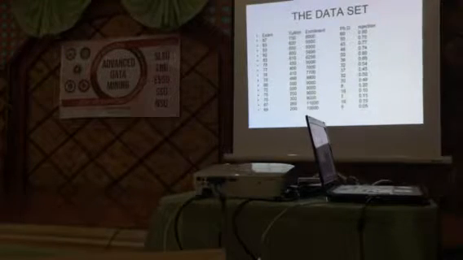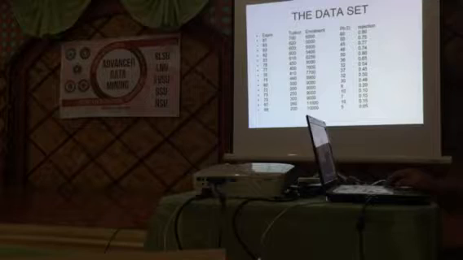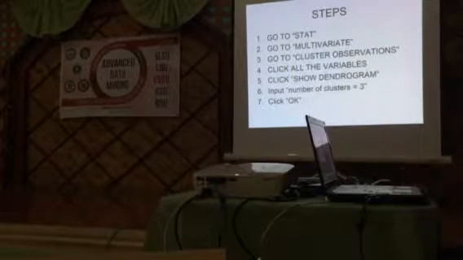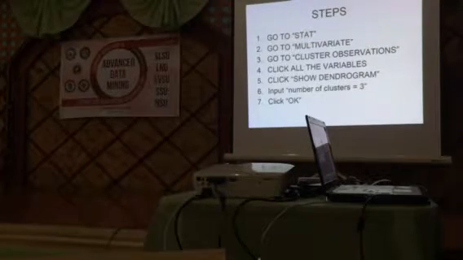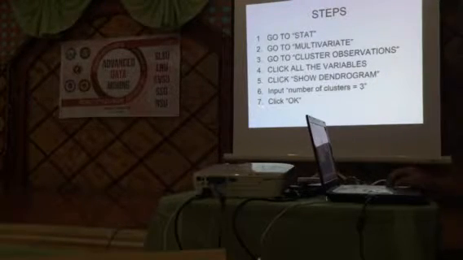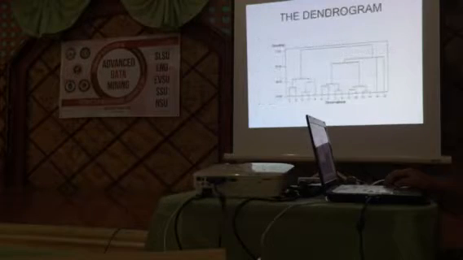Okay, let's see what happens. So I will input all of this. The steps are: go to Stat, go to Multivariate, Cluster Observations, click all those variables, and then show the dendrogram. Input the number of clusters, because there is no canonical clustering here. There is no natural clustering. You have to specify that. And click OK.